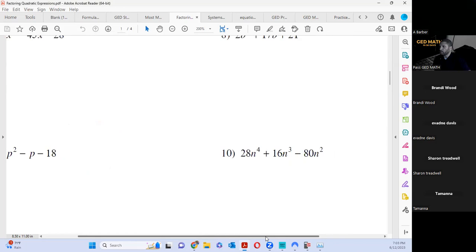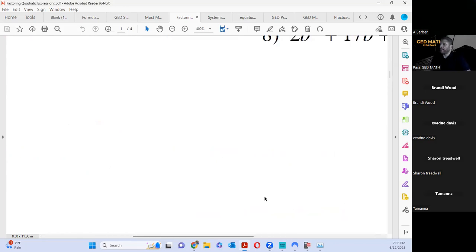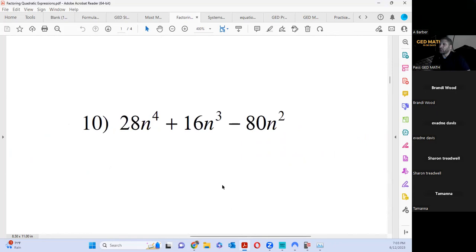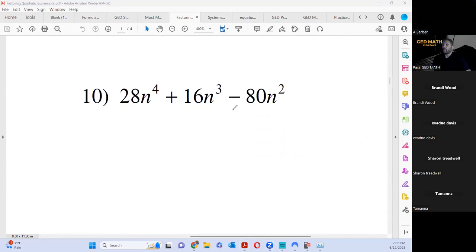But look at this one. Particularly, you should know how to factor. You look at the numbers first. What is the greatest common factor that's going to go into 28, 16, and 80? First of all, the factors of 16 are 1 and 16, 2 and 8, 4 and 4. What I usually do is take the smallest number first, and then I look at those factors and ask what's the highest factor of 16 that can go into 28 and 80? 4.